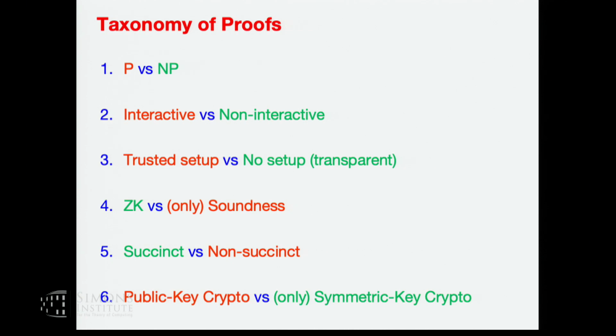I have highlighted in green things that are more desirable than the red ones. For NP, you want it to be non-interactive, not rely on trusted setup, require privacy, meaning zero knowledge, succinctness, and not rely on public key assumptions. These are features that you desire in your proof system.